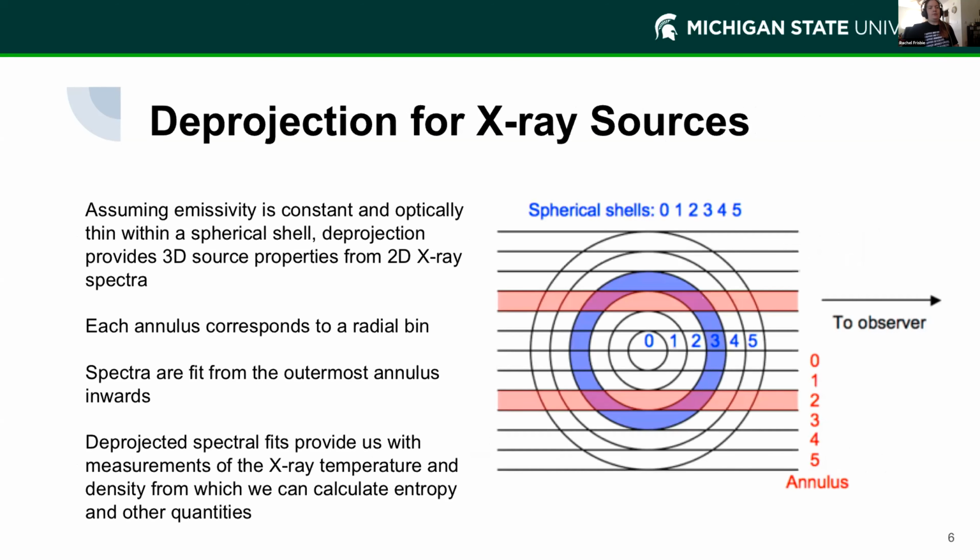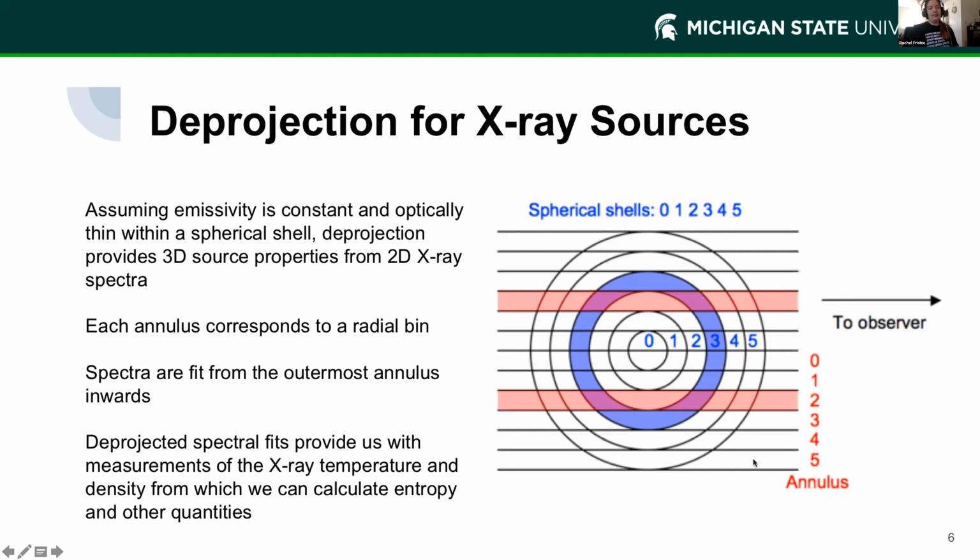So how do we make these measurements? If you can assume that the emissivity is constant and optically thin within a relatively thin spherical shell, which conveniently we can for X-rays, we can use a technique called deprojection, which provides us 3D source properties from two-dimensional X-ray spectra. So each annulus corresponds to a radial bin of the galaxy, and you begin by fitting a spectrum with XSPEC or Sherpa in the outermost annulus and work your way inwards, tying each annulus together.